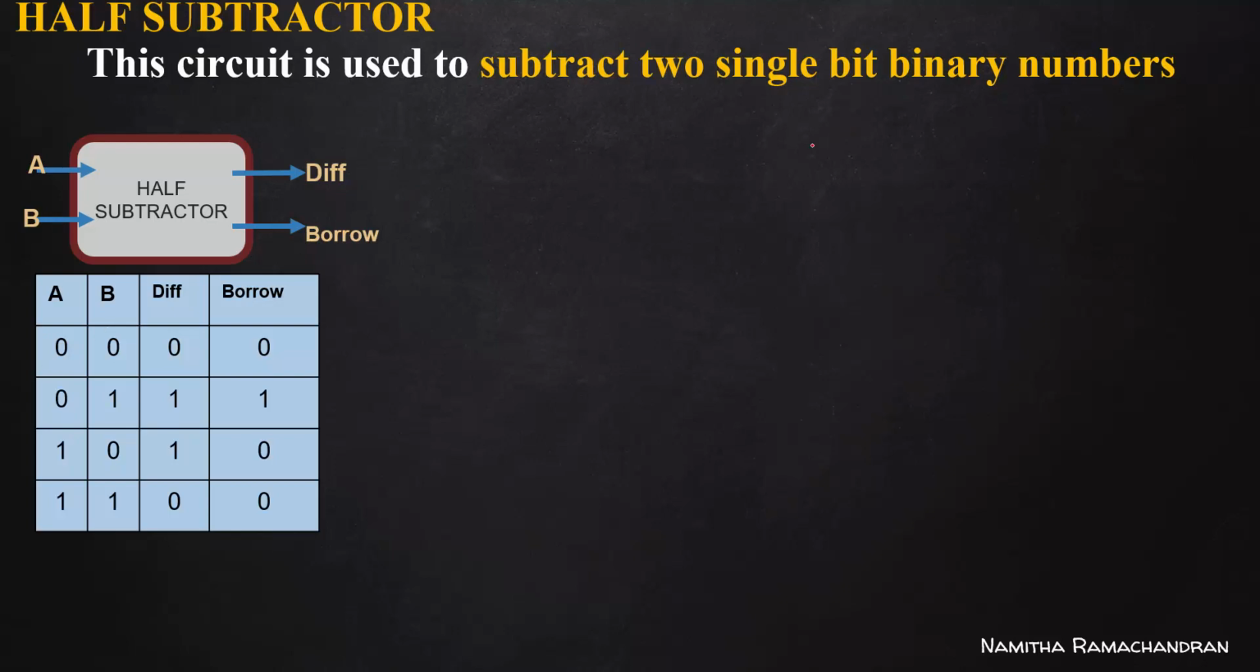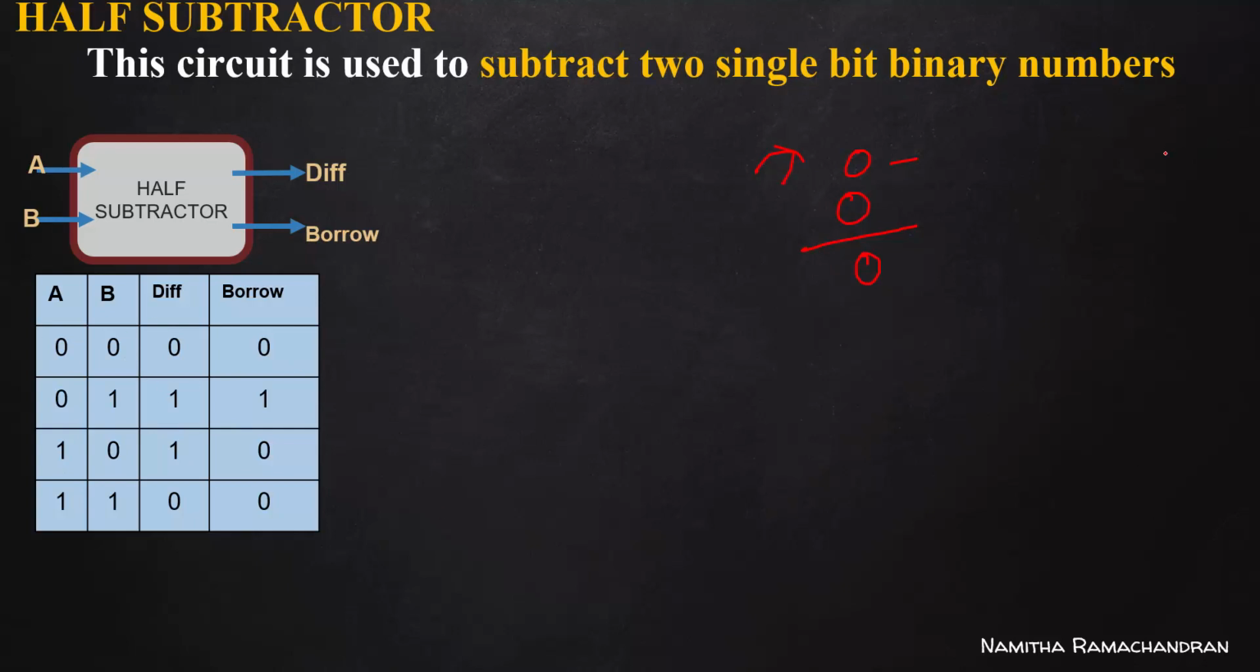What's the meaning? Here it is 0 minus 0. 0 minus 0 is 0. This subtraction is directly possible without taking any borrow from the next level. So, difference is 0 and borrow is 0.